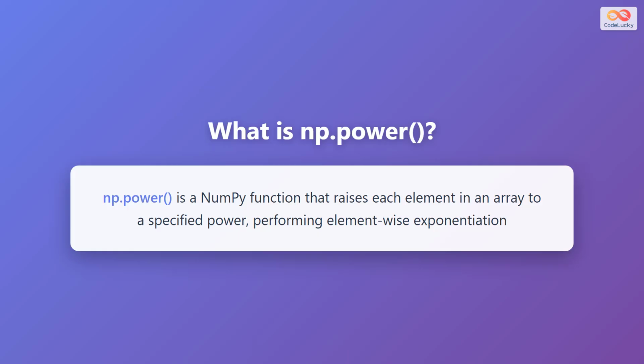np.power is a NumPy function that raises each element in an array to a specified power. It performs element-wise exponentiation, meaning it applies the power operation to every individual element in your array, returning a new array with the results.